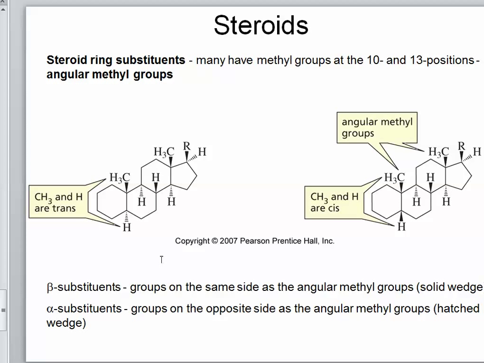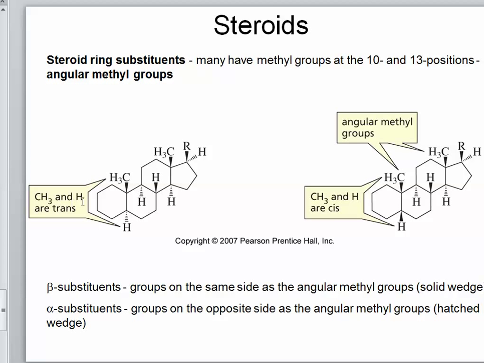The angular methyl groups are shown here in the picture. Angular methyl groups, well, here is one and here is one. So this methyl is pointed up and this methyl is pointed up. The same thing is happening here. Look at this. Angular methyl groups. This one's pointed up and this one's pointed up.